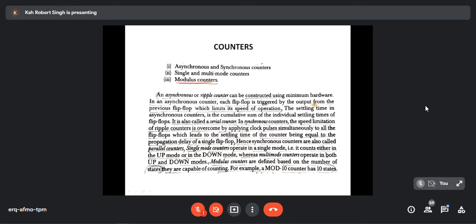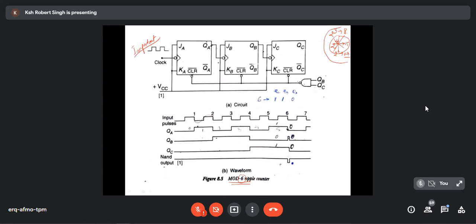Modulus counter. I have already explained this. What is a modulus counter? It can be classified as single mode and multi-mode. Single mode means up counter or down counter. Multi-mode means it can count up, it can count down also. Modulus counter, mod 6, mod 10. What does it mean? Mod 6 means what does it mean?